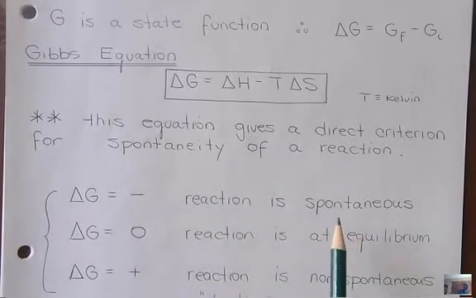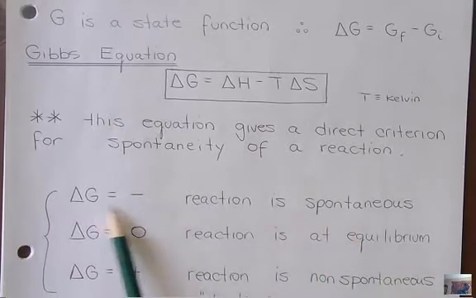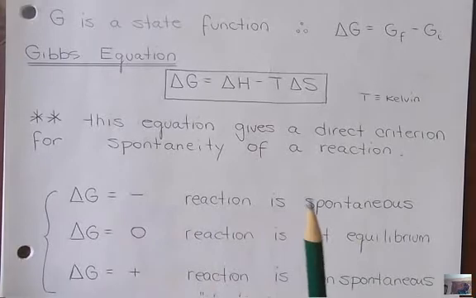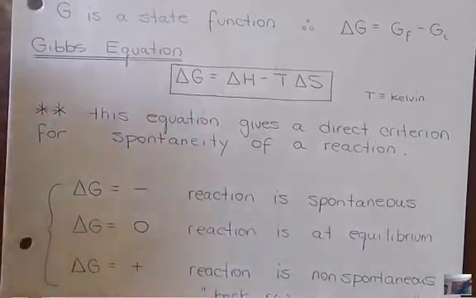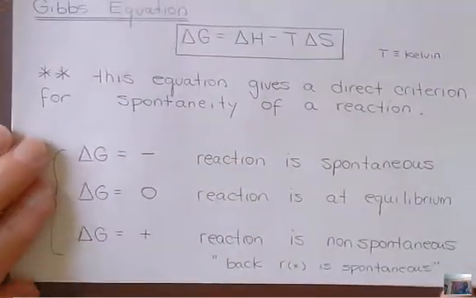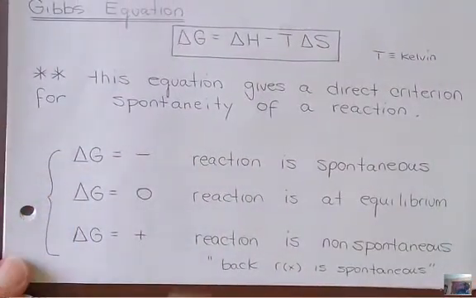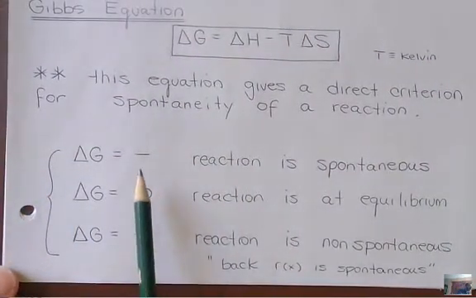You just put them together and they'll start reacting. That's what delta G equal to a negative means. Okay, on the flip side, if delta G is positive, the reaction is non-spontaneous. You need to provide external energy. How much? Well, enough to make it go negative.